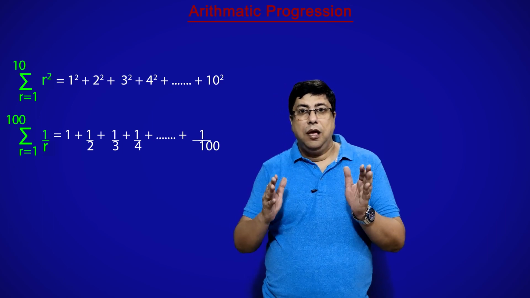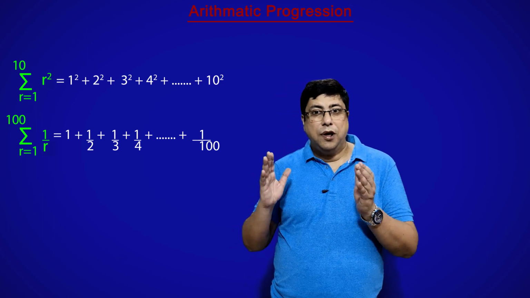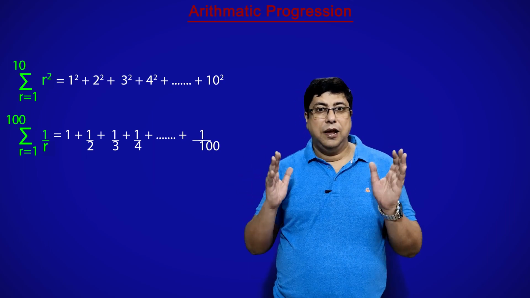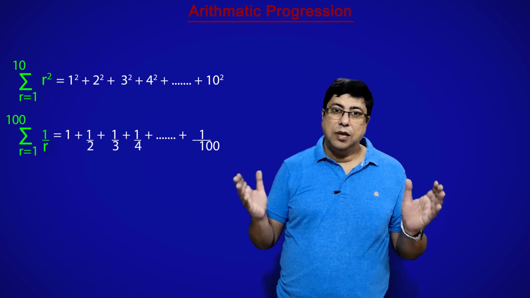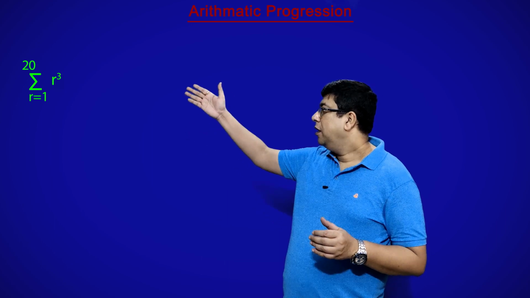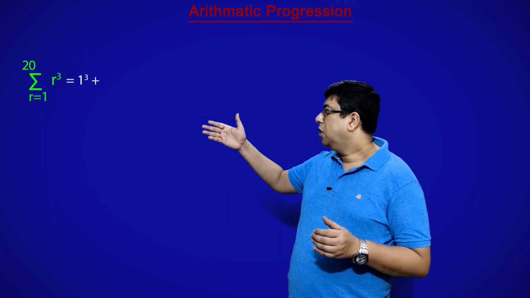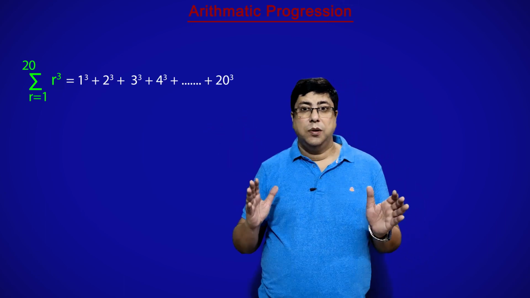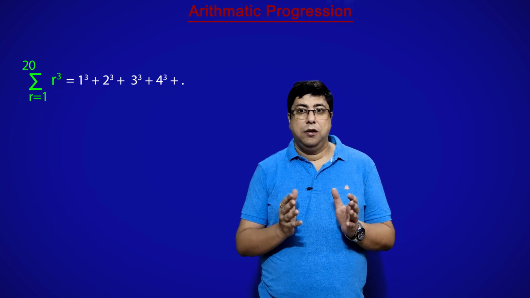Everybody, r equal to 1 to 100 means r is the input, and we are adding the number of terms and getting a result. That result is the series, that is the summation. So students, I will give you one more example so that series will be totally crystal clear for you. See, sigma r equal to 1 to 20 of r cube, that is 1 cube plus 2 cube plus 3 cube up to 20 cube. So this is the concept of series. I think everyone, your concept of series will be clear.